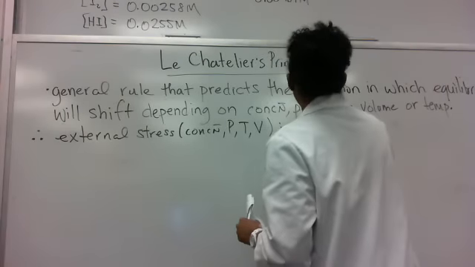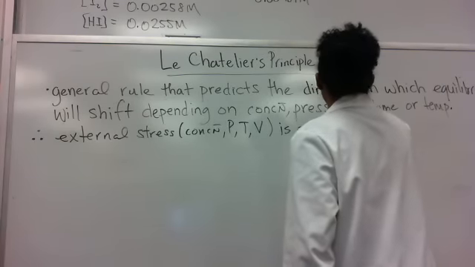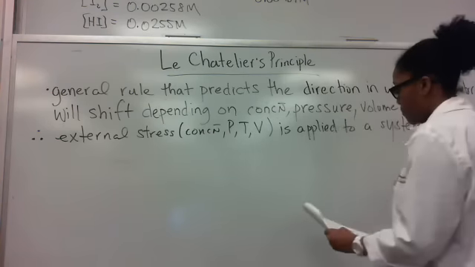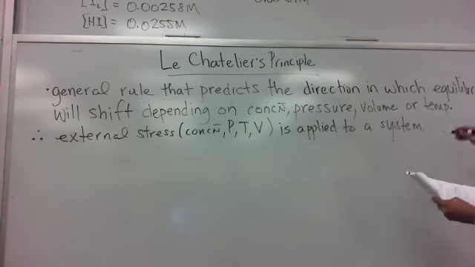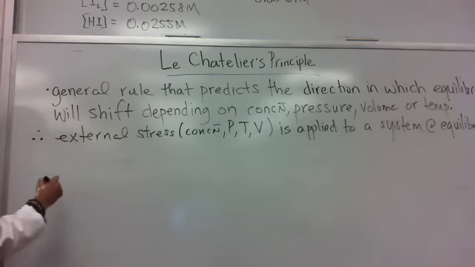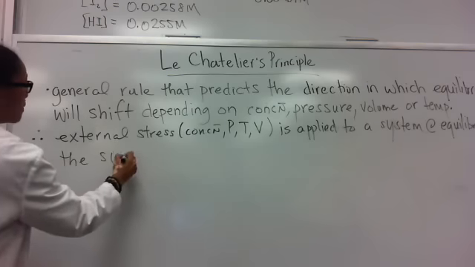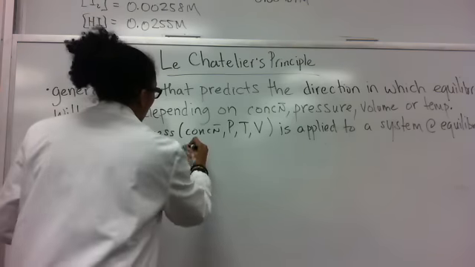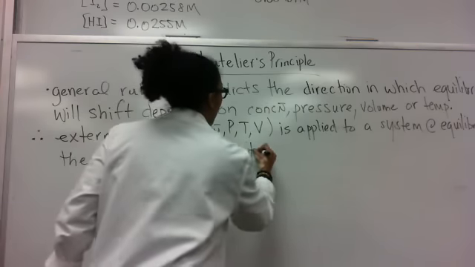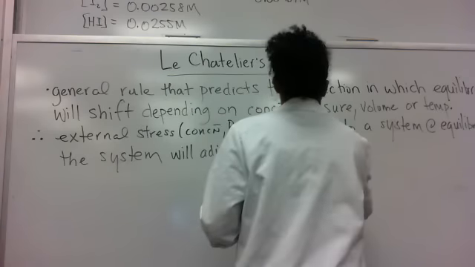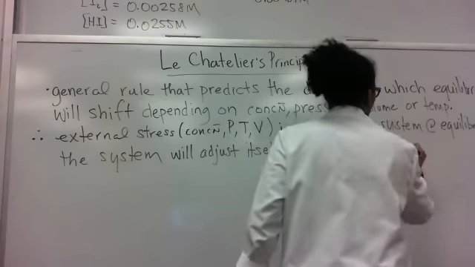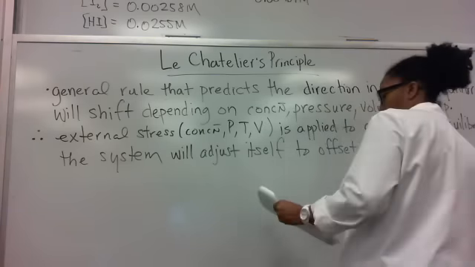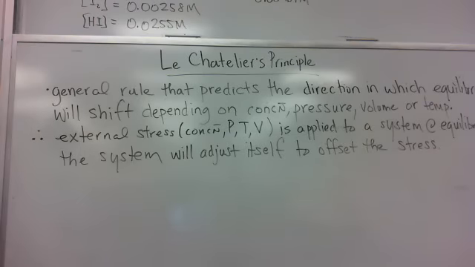So when an external stress is applied to a system at equilibrium, the system will offset itself. The system will basically make accommodations for this adjustment. It will adjust itself to offset the stress. Let's say that. Okay? So that's essentially what we're talking about here, and we can do some examples.